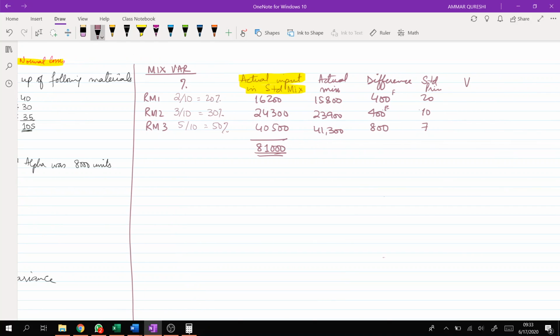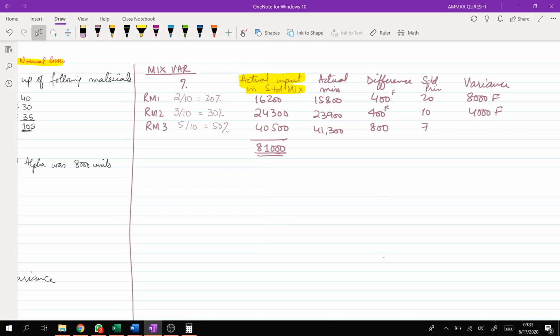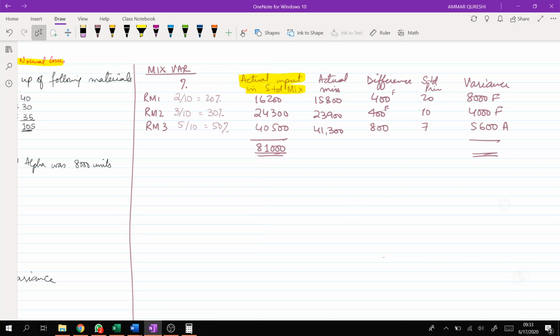So what will be the variance in this case? This will be 8,000 favorable. This will be 4,000 favorable. And 800 into 7 is 5,600, I guess. Yes, adverse. So the overall variance is 8,000 plus 4,000 minus 5,600, which is 6,400 favorable.